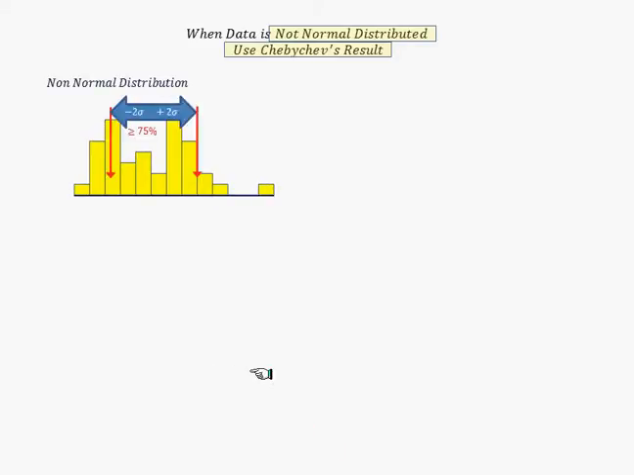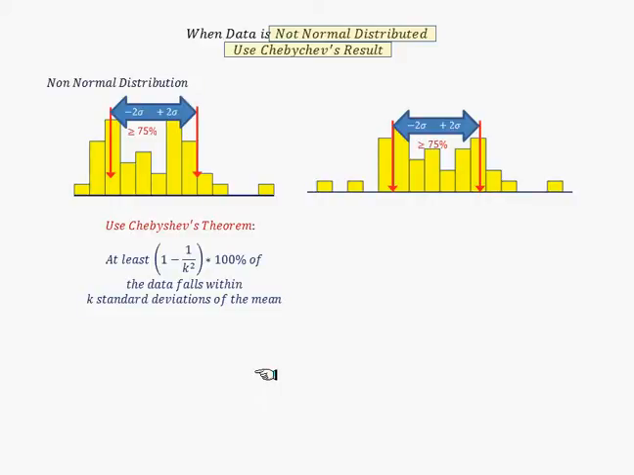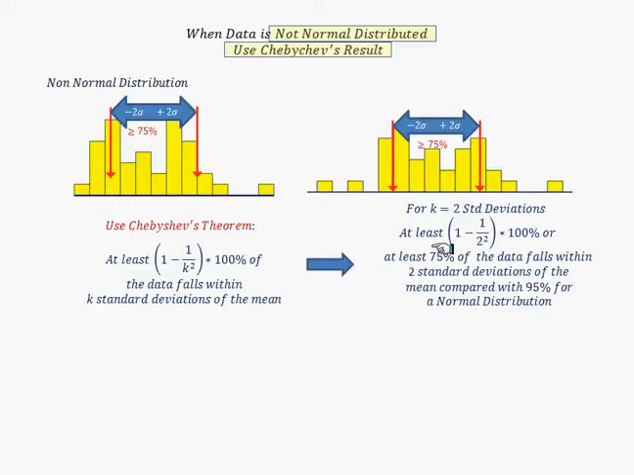Now when the data is not normally distributed, we're saying if it's hump-shaped, if not hump-shaped, it's spread out a great deal, you can't use the empirical rule as such. And we use what's called Chebyshev's theorem, which says that within k standard deviations, at least 1 minus 1 over k squared times 100% of the data will fall. So when k equals 2, that's 2 standard deviations that you see illustrated here, the answer becomes 1 minus 1 over 2 squared, or at least 75% of the data will fall in that region.